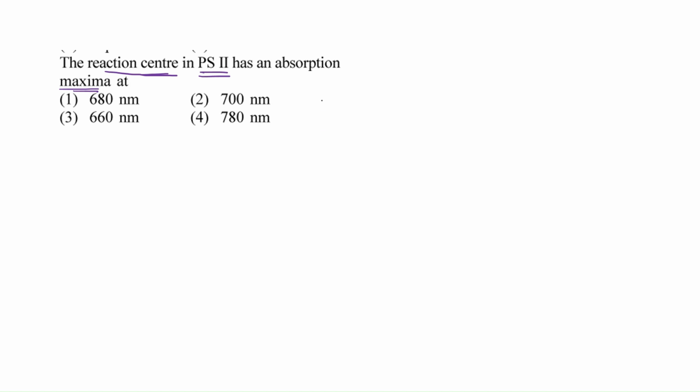So basically we know that photosynthesis can be studied in two reactions, light reaction and dark reaction. The dark reaction takes place in the stroma, while the light reaction takes place in the grana.